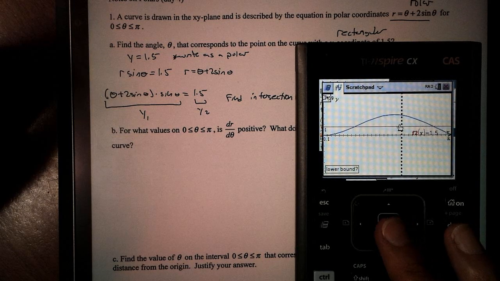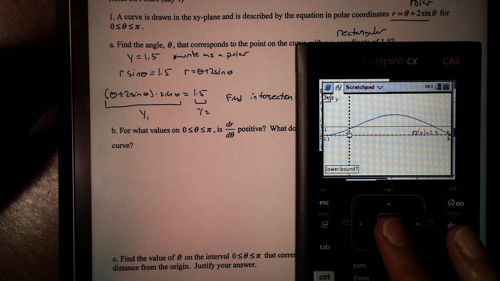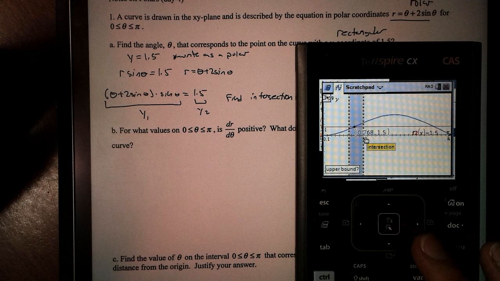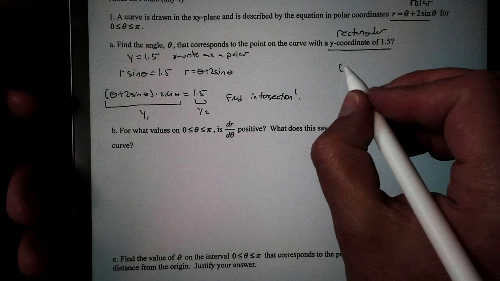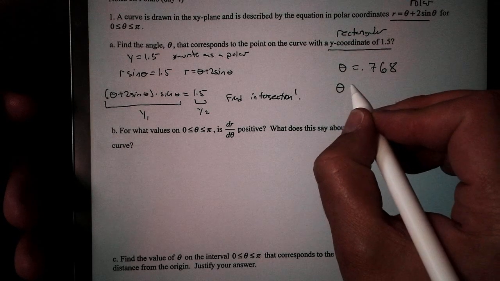Press enter. Now, lower bound over here. If I scroll over here, I'm going to press enter. Look for the upper bound. I scroll over, and we get 0.768. So there's one of my answers. Theta equals 0.768. Get the other one.